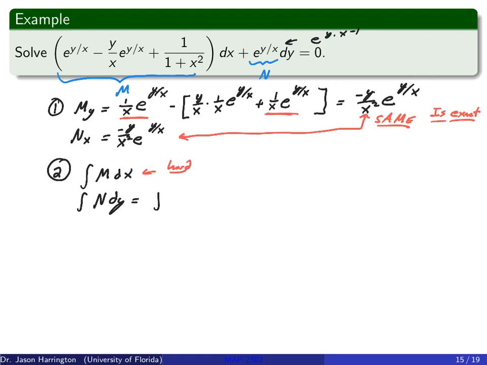So if I integrate that one little term, e to the y over x dy, I'm going to get 1 over x, which is just x, e to the y over x, and because I'm integrating with respect to y, I now have a function in terms of, say, g of x. So this whole thing should simplify down to just being x e to the y divided by x plus g of x.